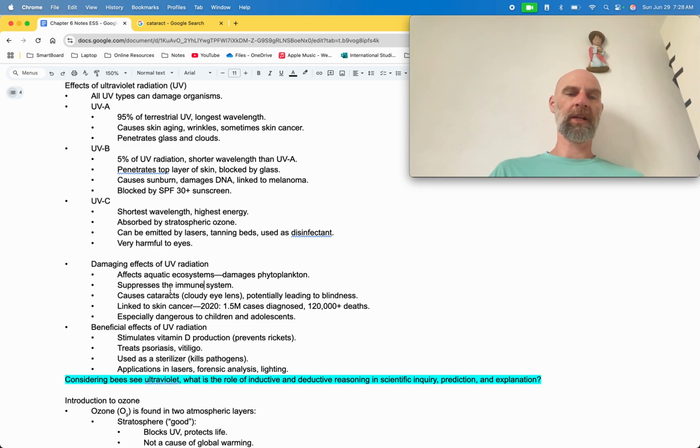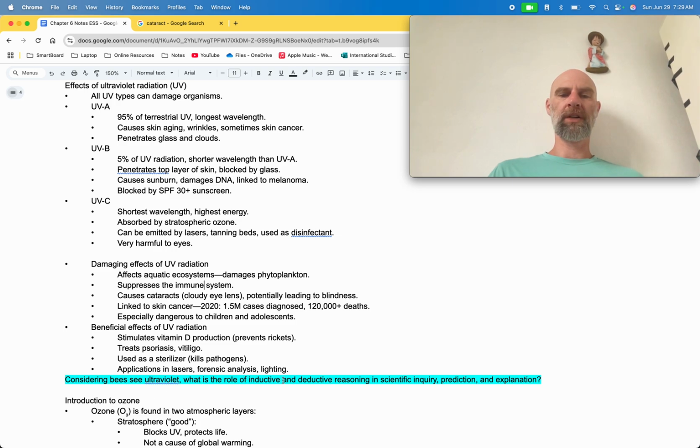Beneficial effects of UV radiation: stimulates vitamin D production, prevents rickets. Yep. You do absorb quite a bit more vitamin D if you are Caucasian. You're just out in the sun, you are hyper efficient at getting it. It also treats psoriasis and vitiligo. It's used as a sterilizer, kills pathogens. So they'll run eggs through UVC, I believe it is, just to get rid of any pathogens or diseases on the outside of the eggshell. Applications in lasers, forensics, analysis, and lighting. So consider B, see ultraviolet.